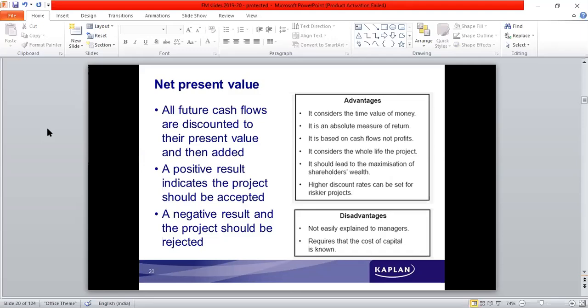Higher discount rates can be set up for riskier projects. So how should these cash flows be discounted? Generally, we see that whatever is the weighted average cost of capital will be taken as the discount rate, or the prevailing discount rate in the market. That also can be taken as the rate at which the cash flows are discounted.